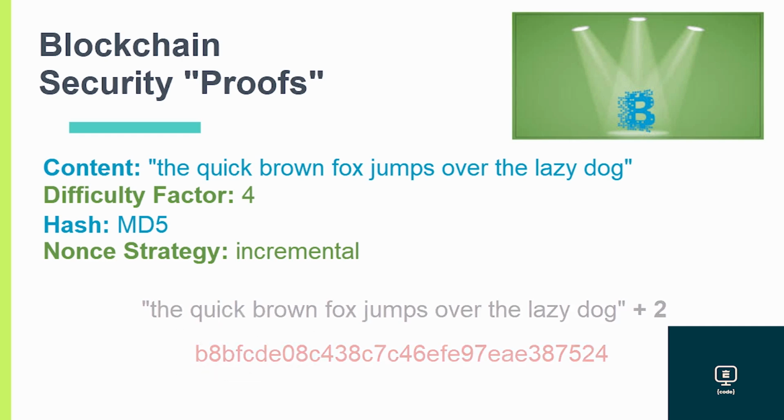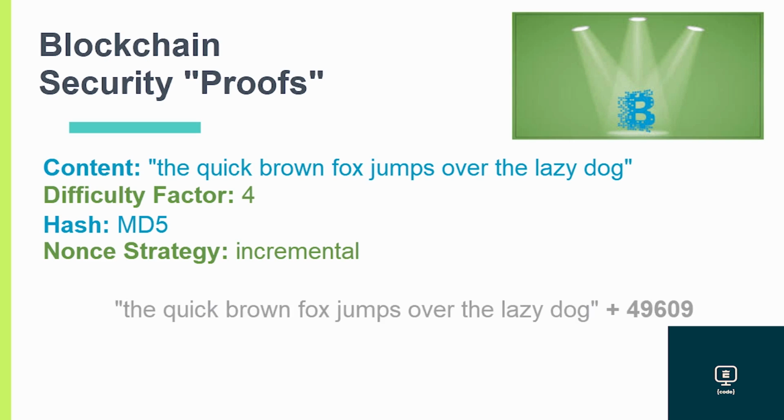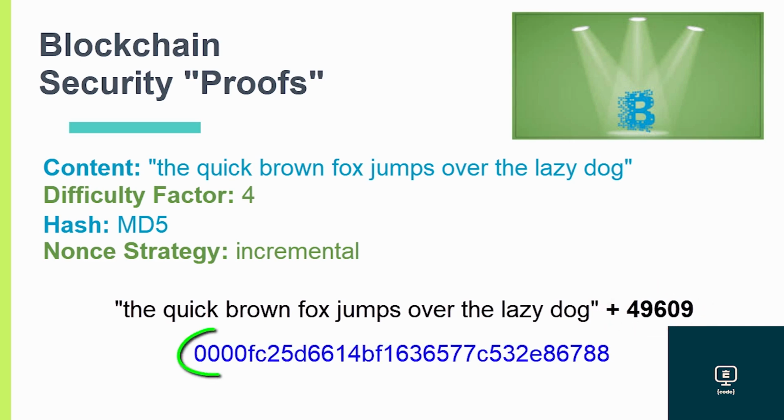As it would pan out, none of the hash values start with 4 zeros until we get all the way up to a nonce value of 49,609, which has a hash value of this. The only way we could possibly find the nonce value that gave that hash a value with 4 leading zeros was to keep trying hashes with an incremental nonce value. There's no shortcut, we have to do the work.